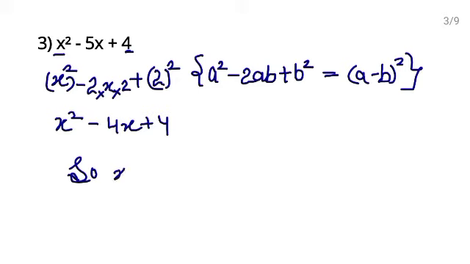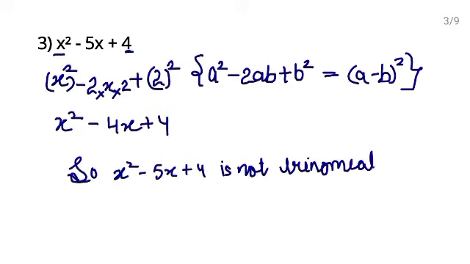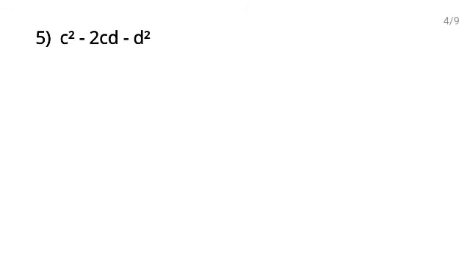So x square minus 5x plus 4 is not a trinomial square, right? Next, we will use the identity of minus.